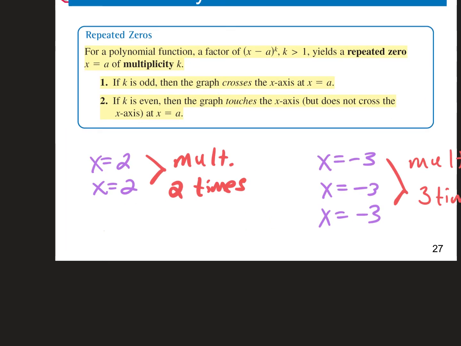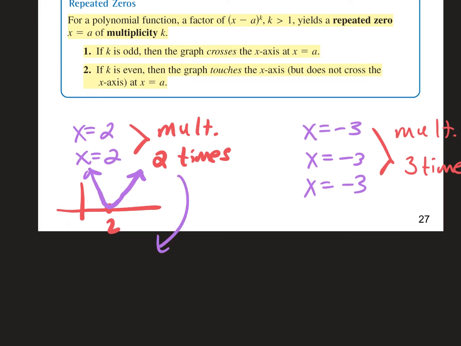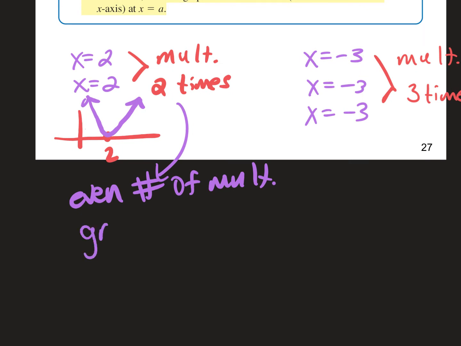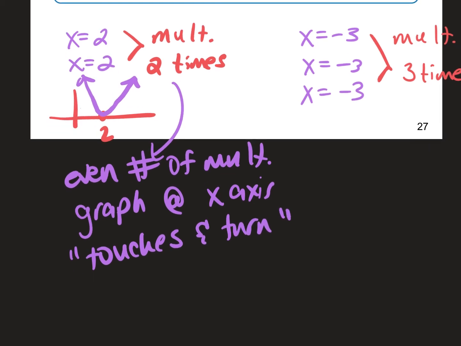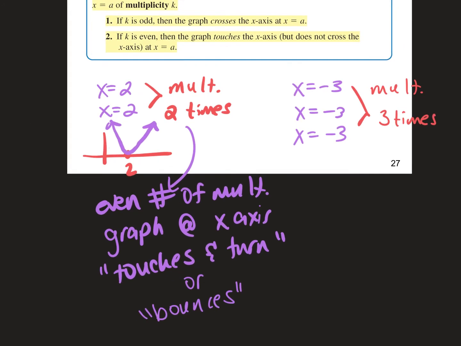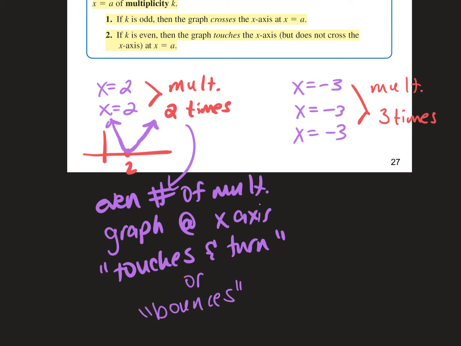At this point on the x-axis, here's my graph, here's 2. My graph is going to what's called touch and turn or bounce. When you have an even number of multiplicities, your graph at the x-axis, you can say touches and turns, or you can say it bounces off the x-axis. Either way is fine. It doesn't go through that point. It touches it and changes direction.